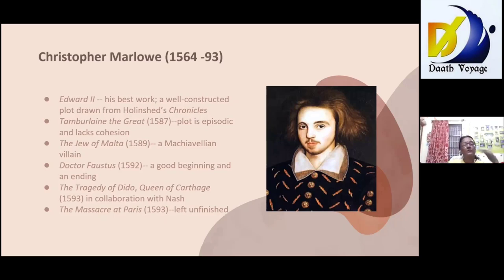If we go in chronological order, his first work will be Edward II. That is supposed to be his best work. He borrowed from Holinshed's Chronicles history. So it is a well-structured plot because he had borrowed from history. The next one is Tamburlaine the Great, 1587. And the plot, they say, is episodic in nature. So it is not a well-structured one. It is also said that there is a lack of cohesion in this play. So that is not much acclaimed.